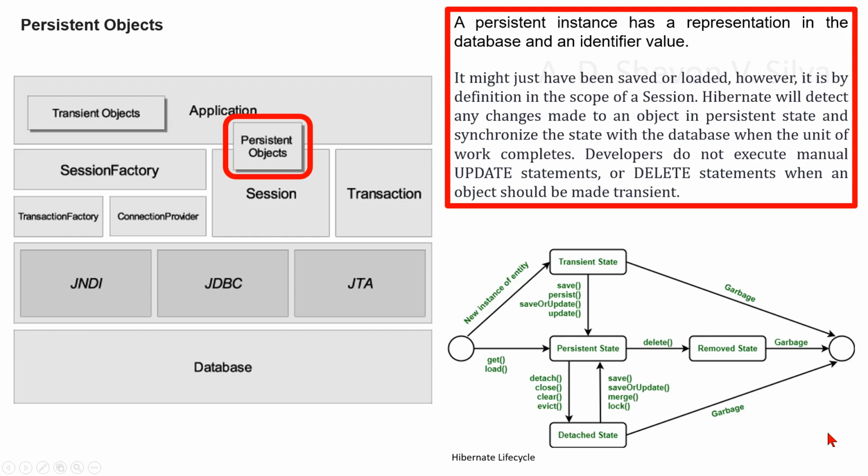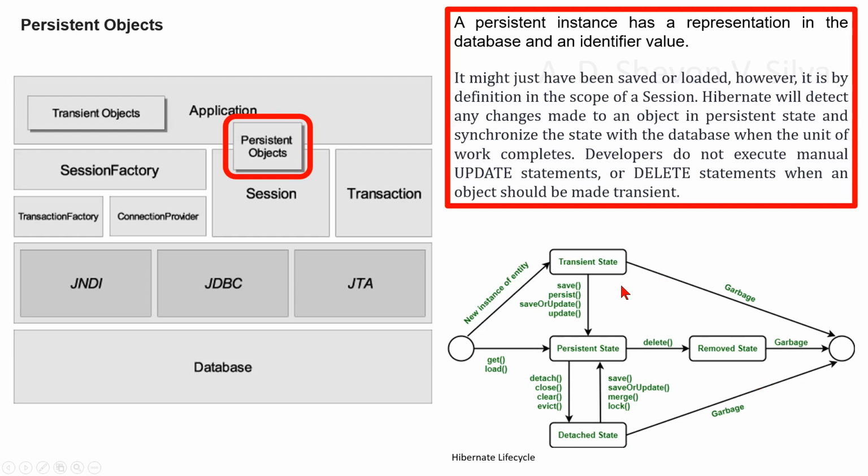There are mainly 4 states of the Hibernate life cycle: transient state, persistent state, detached state, removed state. The transient state is the first state of an entity object.